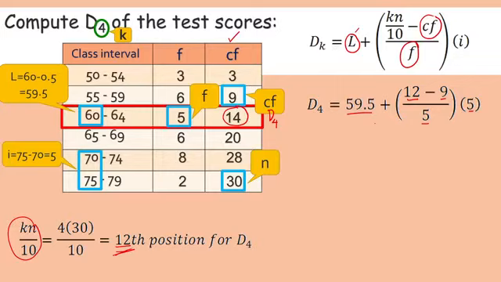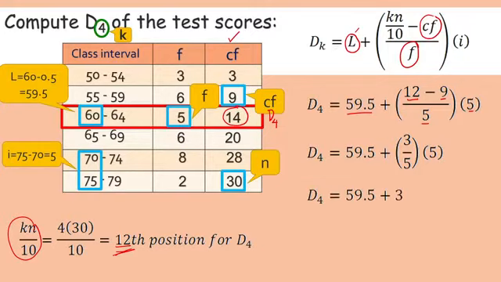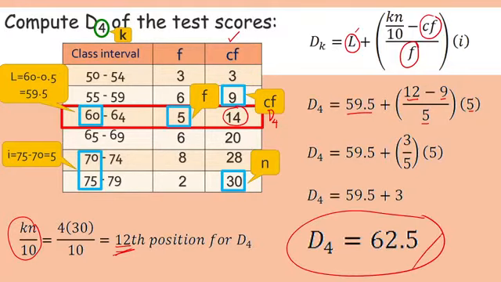So subtract first the numerator. You'll have 12 minus 9. You'll get 3 for that. What is 3 times 5 divided by 5? You'll get 3 for that, right? 3 times 5 divided by 5 is 3. Now, 3 plus 59.5 is how much? 62.5. There you have it. This will be the value of the fourth decile.